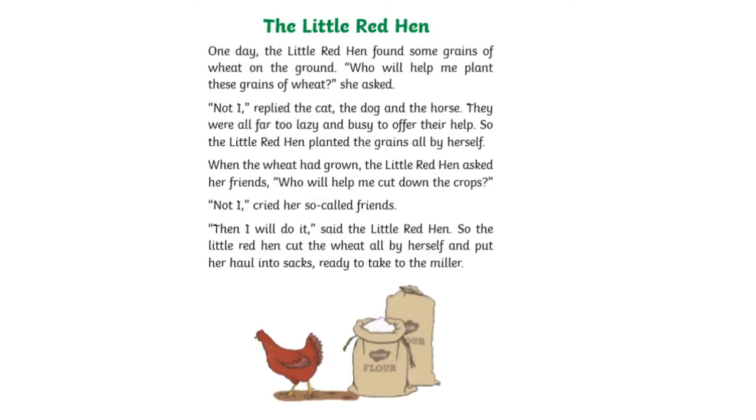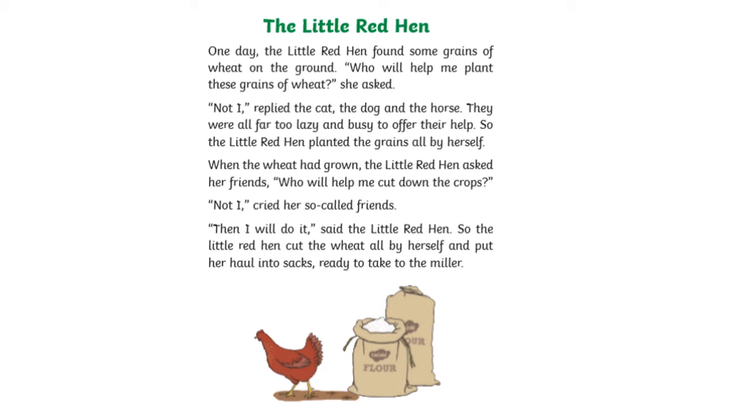Day 4. Your text today is called The Little Red Hen, and it says, one day the little red hen found some grains of wheat on the ground. Who will help me plant these grains of wheat? She asked. Not I, replied the cat, the dog, and the horse. They were all far too lazy and busy to offer their help. So the little red hen planted the grains all by herself.